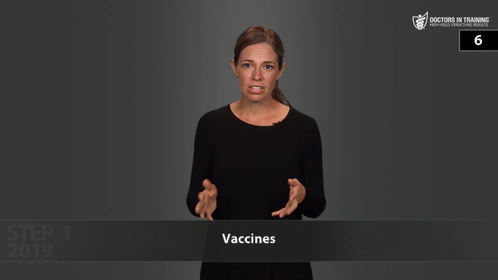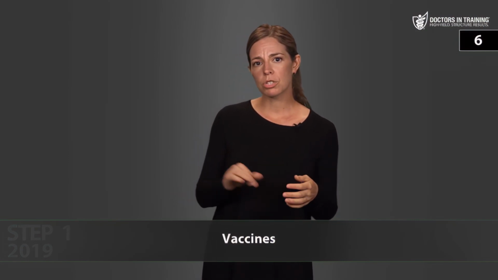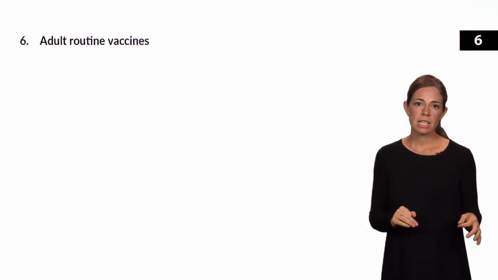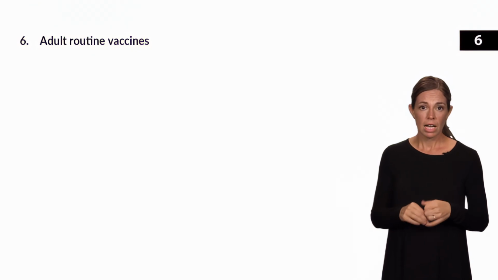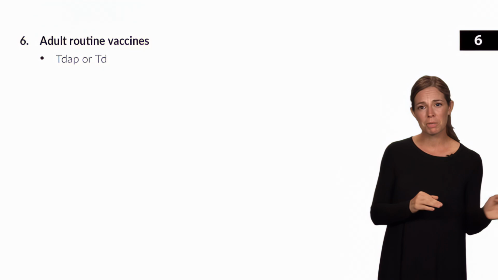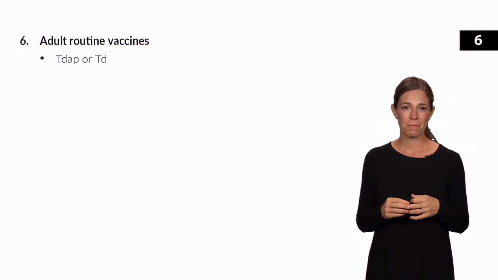Okay, so what about vaccinations for adults? We've mentioned most of these already, but it's important to know which routine vaccines are specifically recommended for adults. So we give the tetanus and diphtheria booster shots every 10 years throughout a person's life. And since there's been a resurgence of pertussis, it's recommended that the Tdap should be given once in place of the regular Td booster in adults.